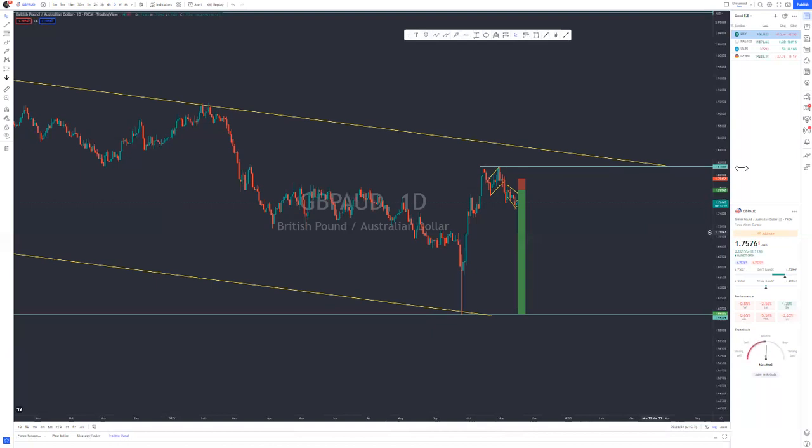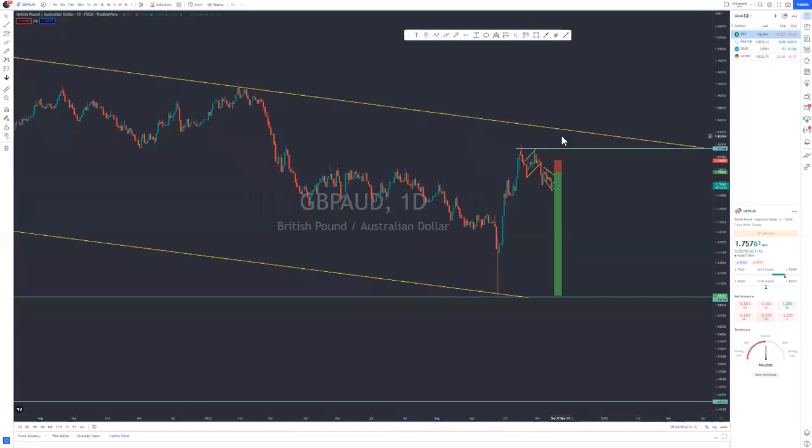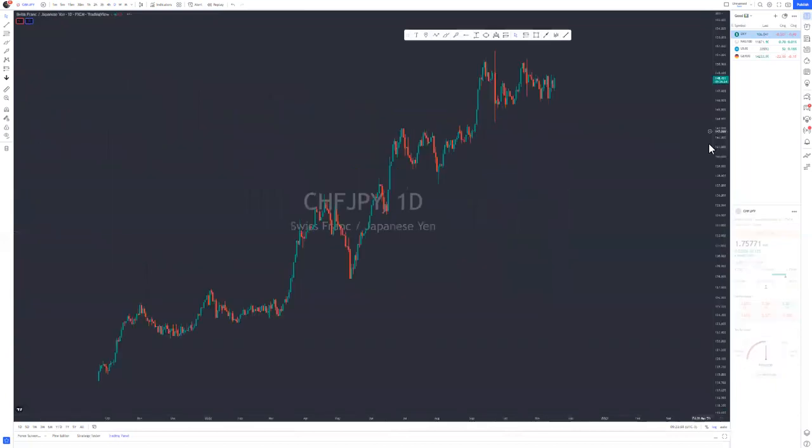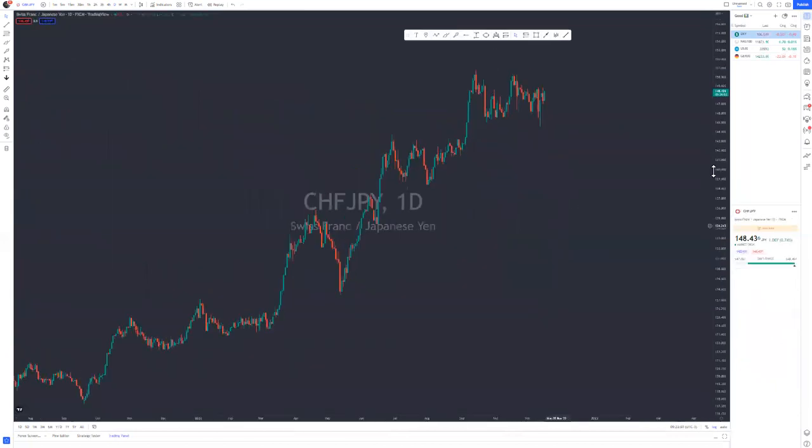Manando, while we're on GBP AUD, can we please check CHF JPY? CHF JPY. Let's see if I got it for the week.